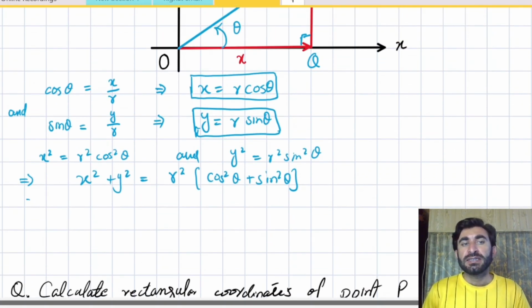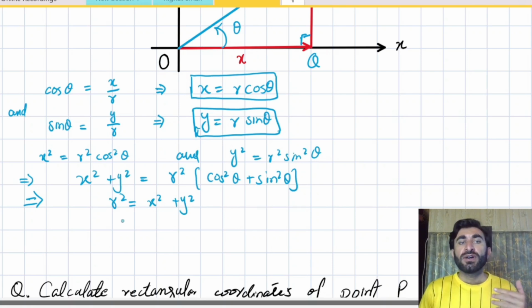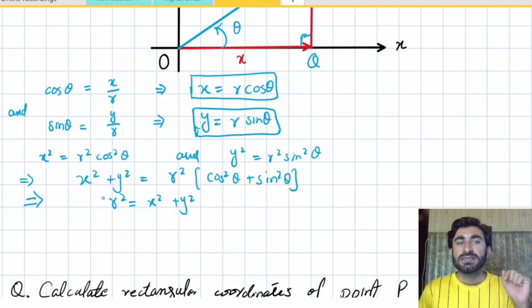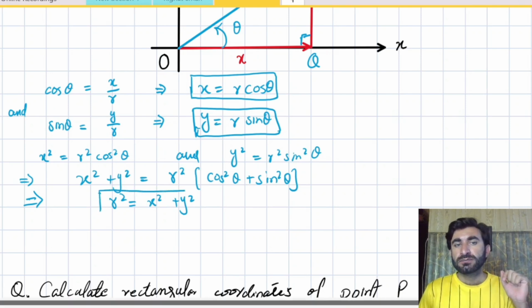So may I write it as r square is equal to x square plus y square, right? And if I want to write r, it will be square root of x square plus y square. This is the first relation, right? And there is another relation.